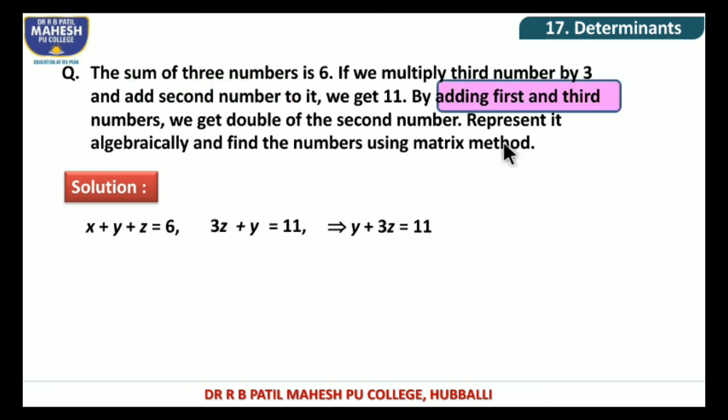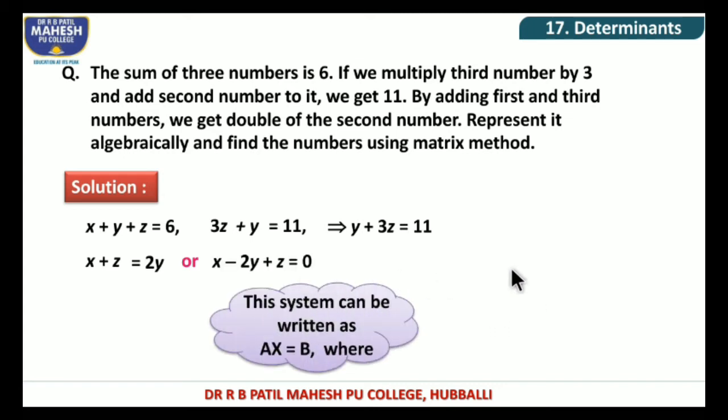And according to the third condition, adding the first and third numbers means x plus z, and we get double of the second number, that is equal to 2y. So x plus z is equal to 2y, or we can write it as x minus 2y plus z is equal to 0. Now we have three equations: this is the first one, this is the second one, and this is the third one.